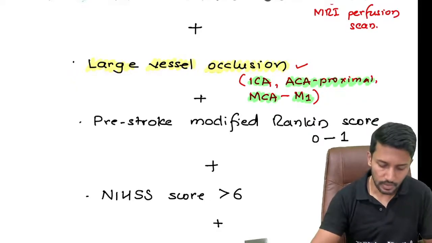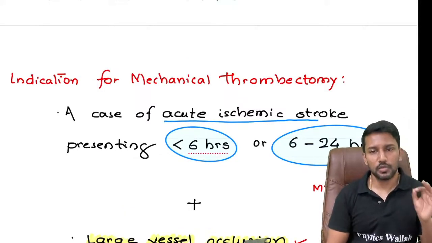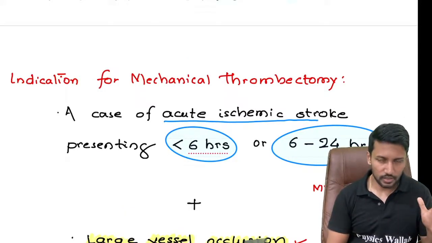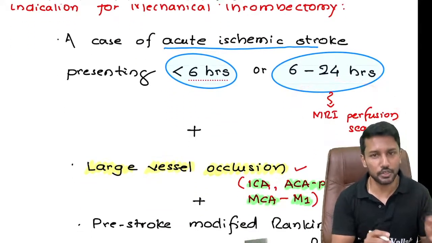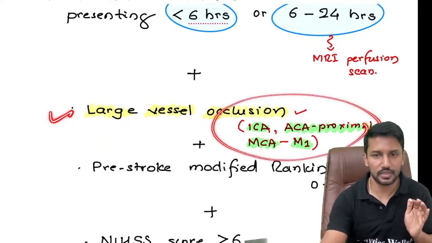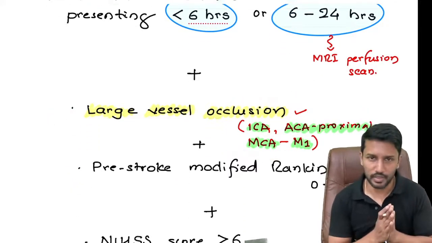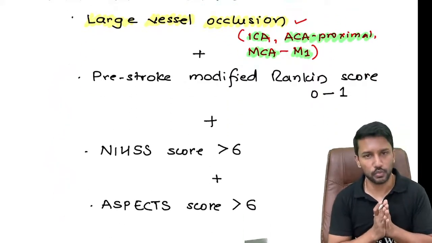Okay. So the most important thing you have to remember is any patient with ischemic stroke presenting within 6 hours or 6 to 24 hours with savable tissue in the brain, if he has an occlusion in any of these blood vessels, we should think of mechanical thrombectomy. There are some additional parameters which are not important for an undergraduate student.